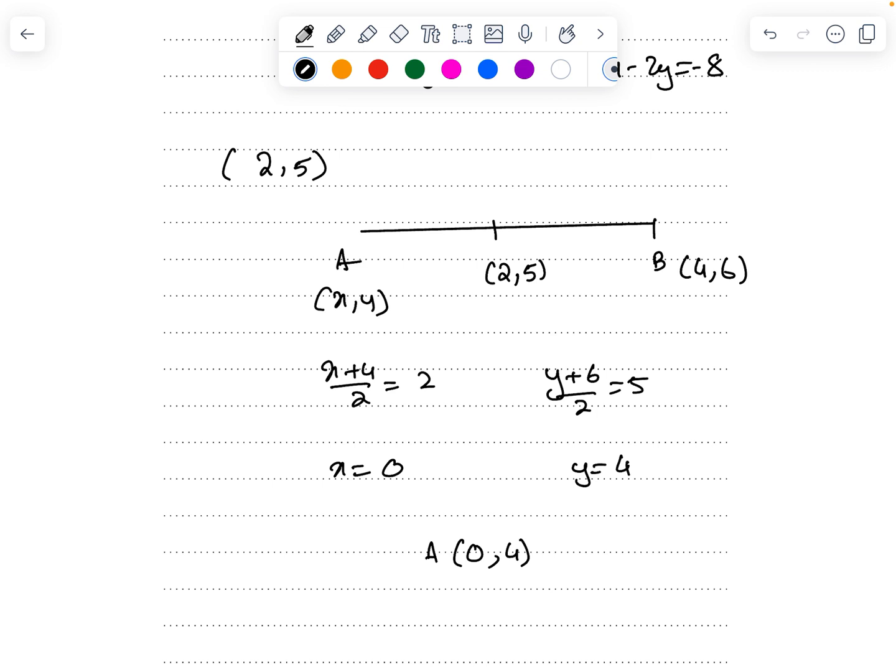Then I am going to find the next one. Next question.